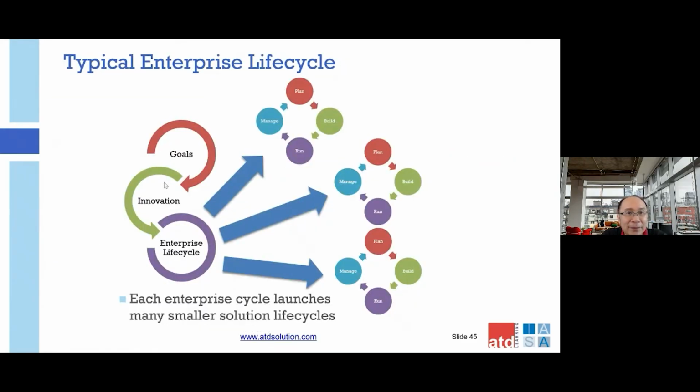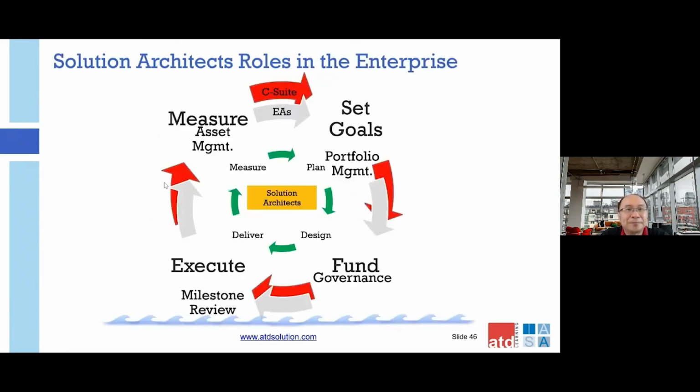The next one is the typical enterprise lifecycle. Typically there must be a goal. The goal comes from the motivation of key stakeholders. Then from there we drive the innovation. What are the so-called new solutions that we are going to develop, and what new capabilities are we going to introduce? After that we put that into the enterprise lifecycle. So basically it is about plan, build, run, manage, and this will continue forever. It will never end. Yeah, it's a cycle.